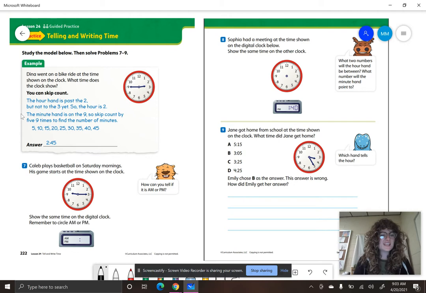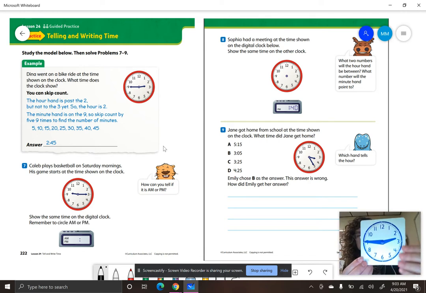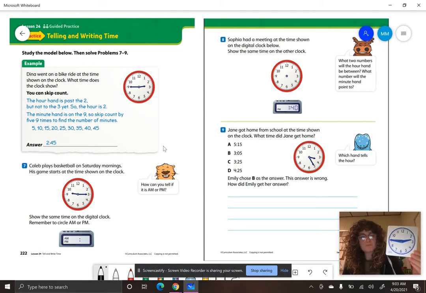All right, the first thing it says is the hour hand is past the 2, but not to the 3 yet, so the hour is 2. So remember, our hour hand is our short hand. Now we are getting really close to 3 o'clock, but our hour hand has not passed the 3. It's getting closer to 3 o'clock, but it is still the second hour. Remember, if it's between two numbers, to always go back to the smaller number.